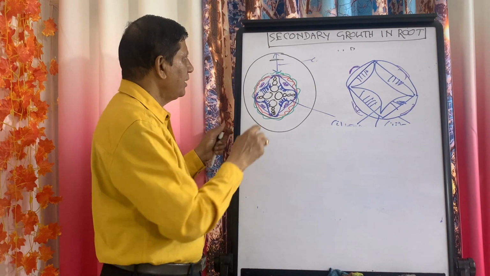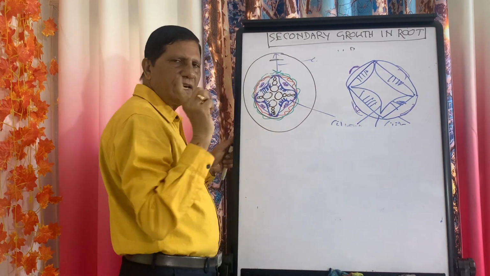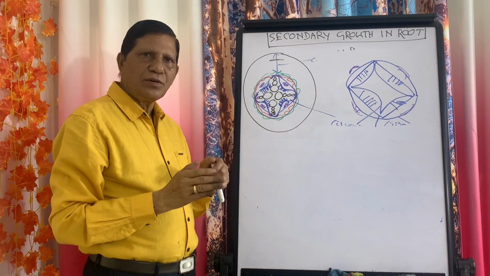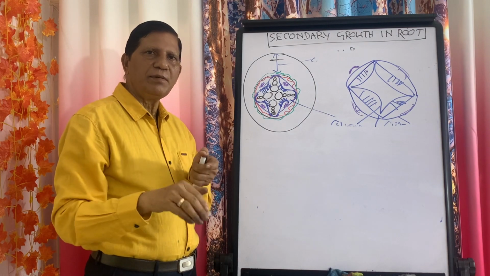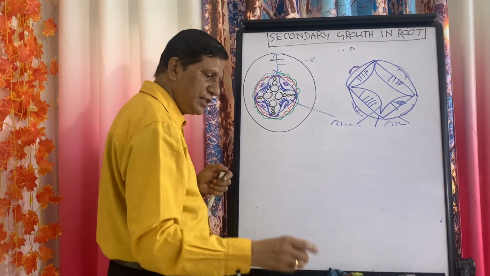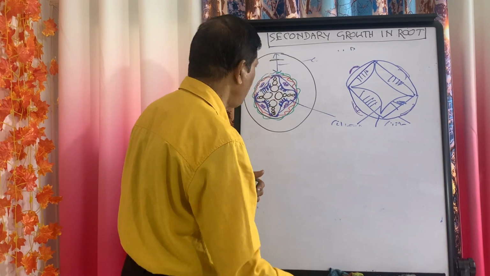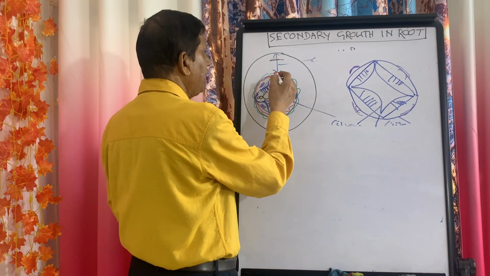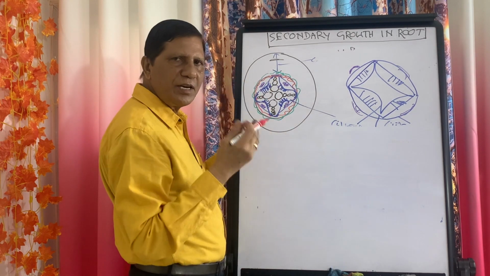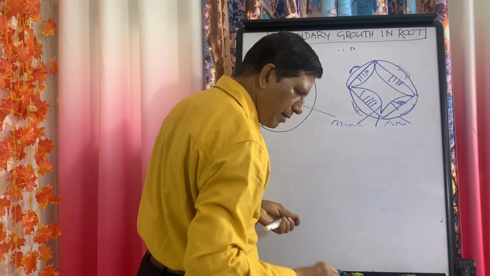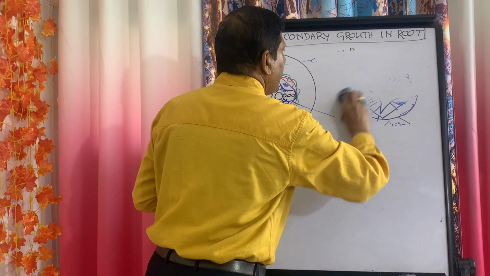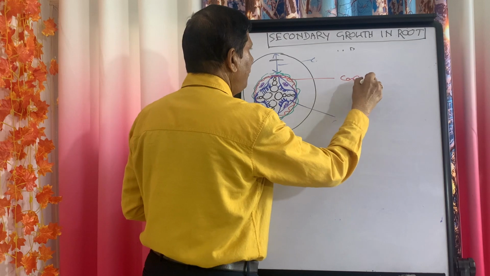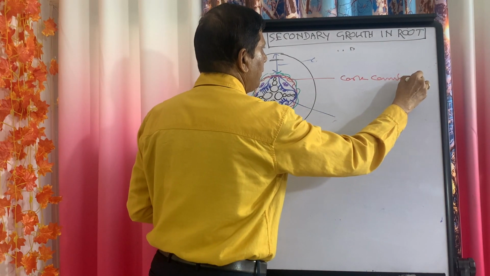In case of root, the pericycle, which was single-layered and parenchymatous, gives rise to the cambium in the stellar region. Now the same pericycle will give rise to cork cambium or phellogen. This is the major difference in case of stem and root. Now the pericycle, which is single-layered, will become active and meristematic, and this itself will act as cork cambium or phellogen.